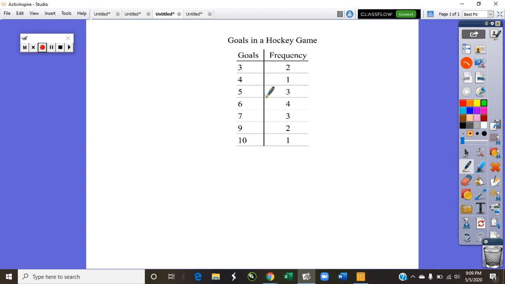Goals in a hockey game. Okay, so let's see if we can figure out the mean, the median, the mode, and the range. You guys go ahead. Pause the video and see if you can get it done.